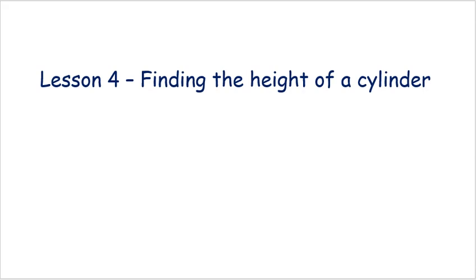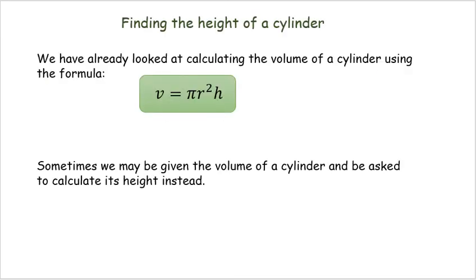Hi folks, so this is lesson 4 on finding the height of a cylinder. Now recall from previous lesson that we know how to work out the volume of a cylinder by using this formula here. So volume equals pi r squared h, where pi r squared is the area of this circular face on the end of a cylinder.